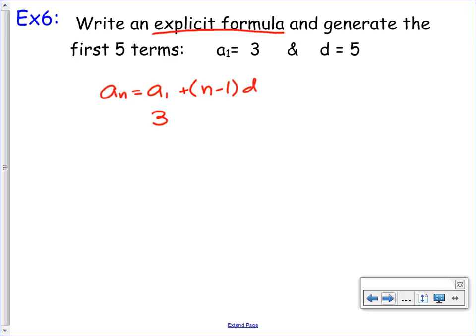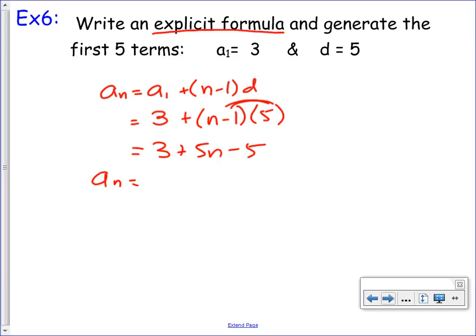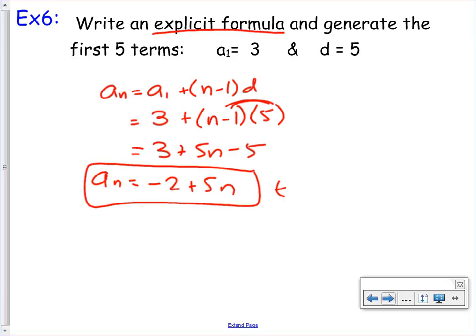So A1 is 3 plus n minus 1 times D. We don't know N, but we know that D is 5. To find the explicit formula, you don't plug in AN or N. We're basically finding a general formula. When you distribute that 5, you're going to get 3 plus 5n minus 5. That simplifies to negative 2 plus 5n. So AN is equal to 5n minus 2. Whichever. This is called the explicit formula.